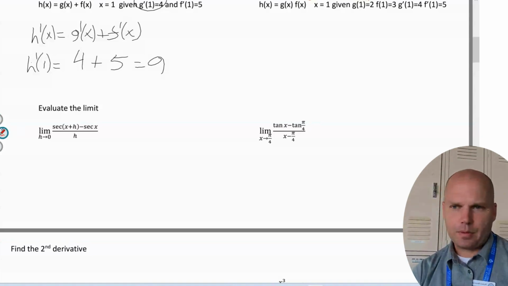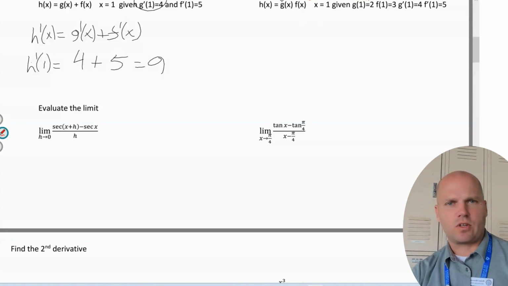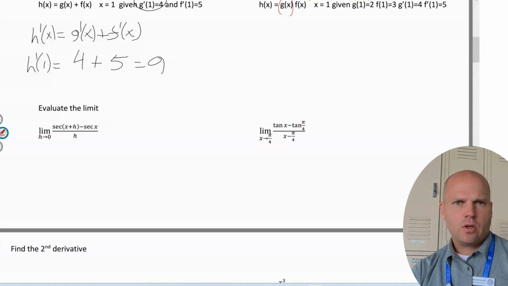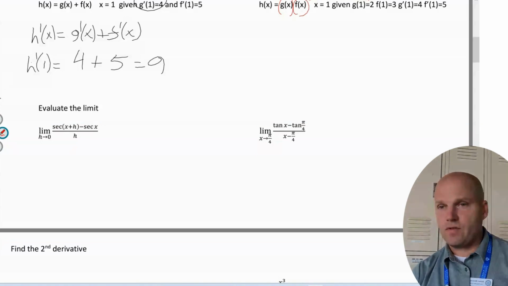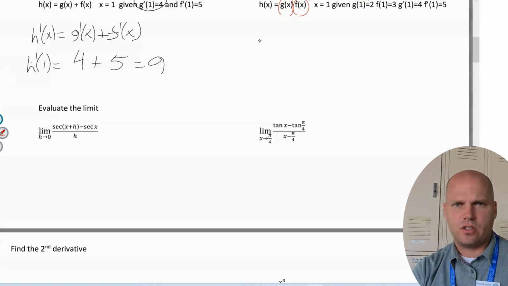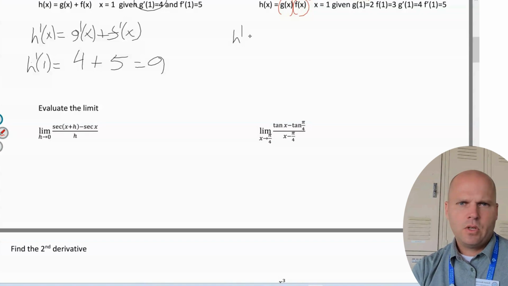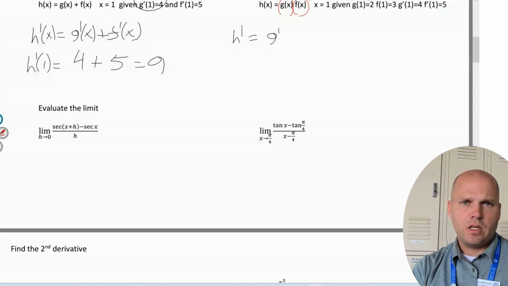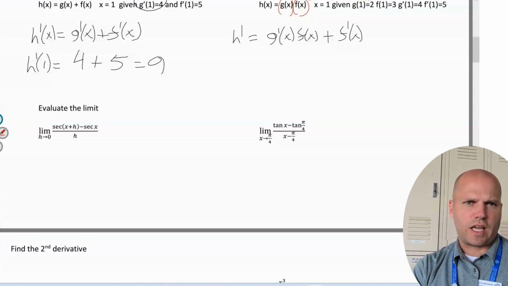But heads up, just make sure when we switch to notational derivatives, we don't forget our rules. Even if it's not x's and sines and cosines and tangents and cotangents, rules still matter. So here, if h was g times f, my slopes of h would be g slopes times f, that's the slopes of the first times the second, plus the slopes of the second times the first.